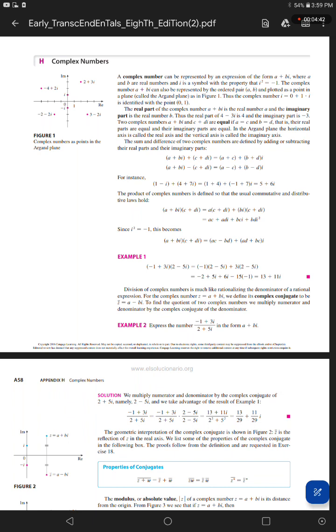Example 1. (-1 plus 3i)(2 minus 5i) equals (-1)(2 minus 5i) plus 3i(2 minus 5i) equals -2 plus 5i plus 6i minus 15(-1) equals 13 plus 11i.